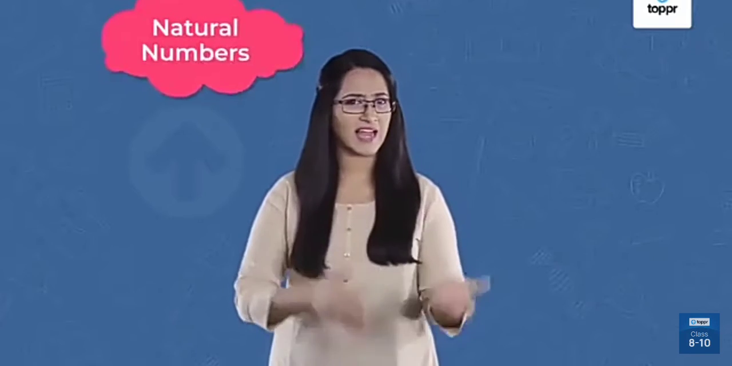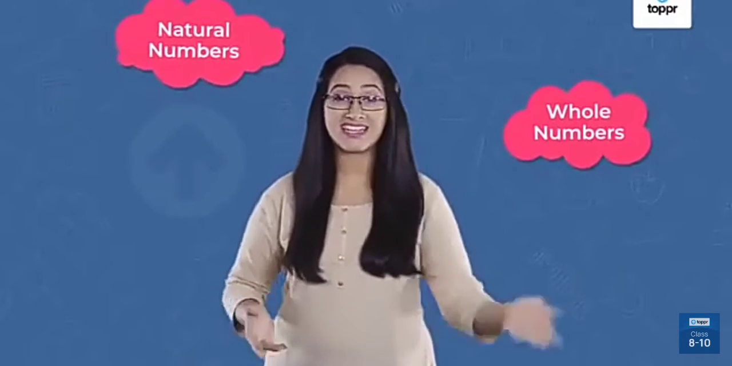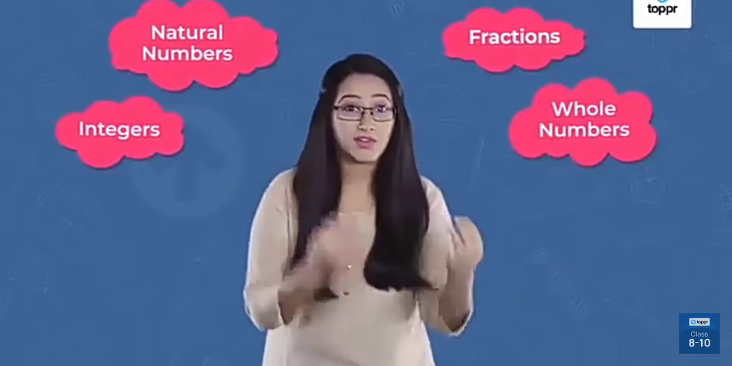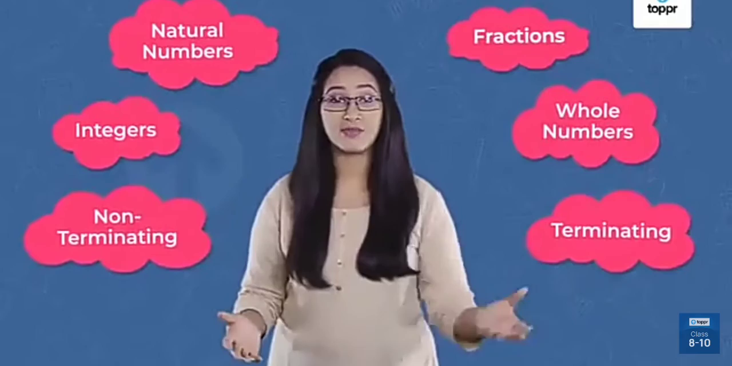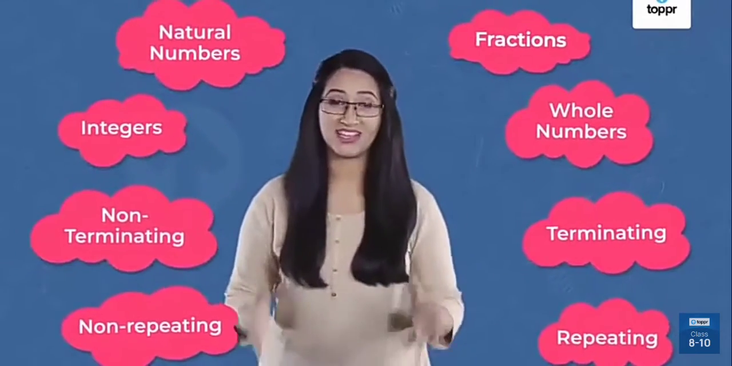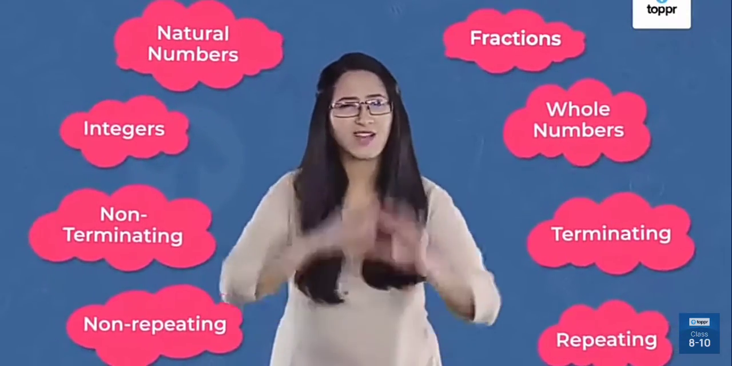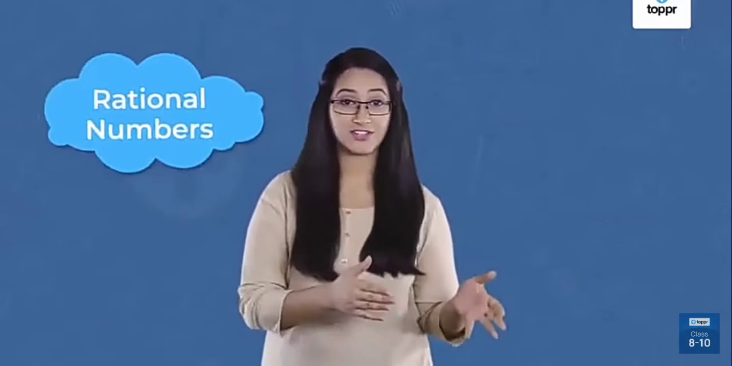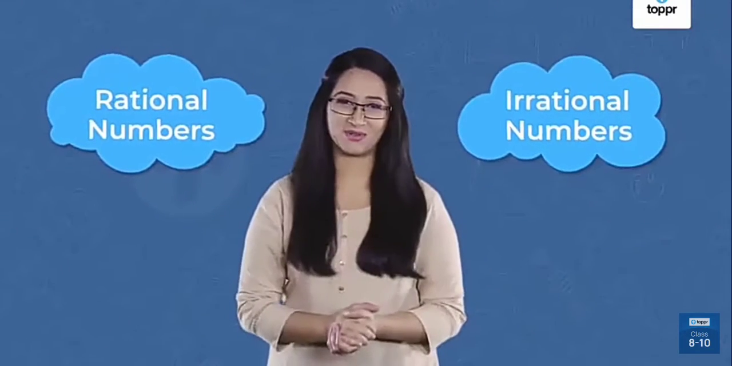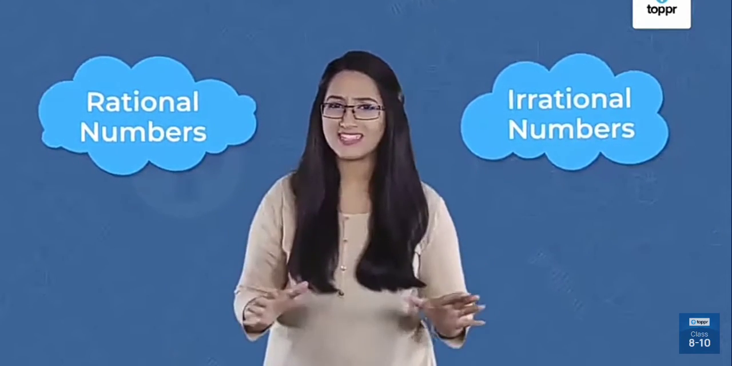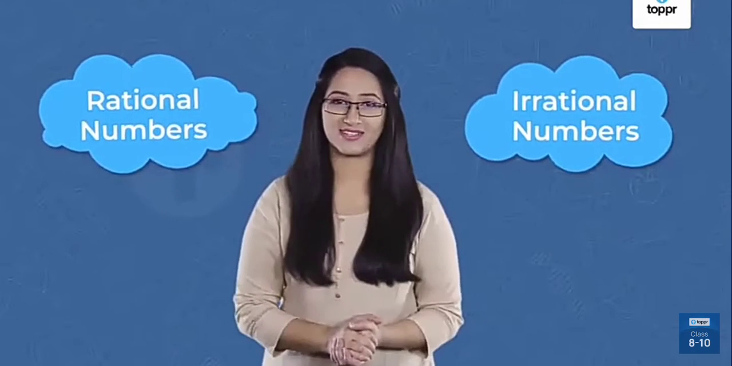We've seen many different types of numbers in maths. Natural numbers, whole numbers, integers, fractions, and in the previous lessons, we also learned about terminating, non-terminating, repeating, and non-repeating decimals. That's a lot of numbers. Luckily, we can classify all of these numbers into just two categories: rational and irrational numbers. In this video, we'll see how we can group all of these numbers into these two categories.